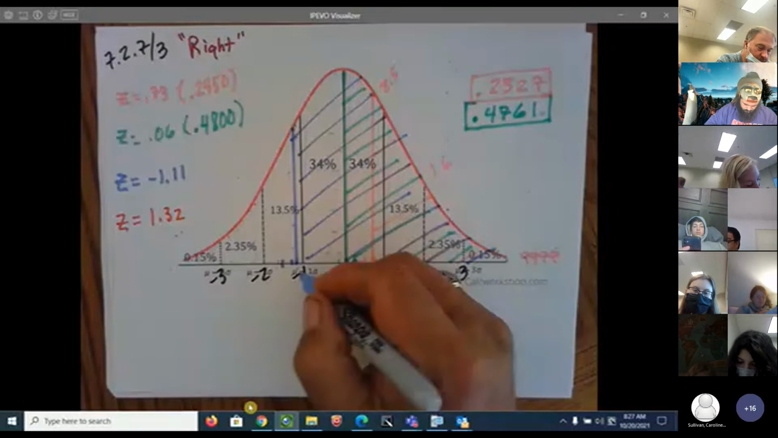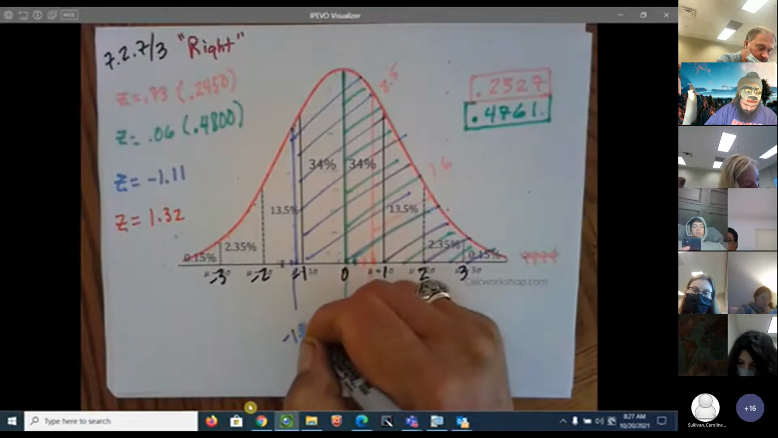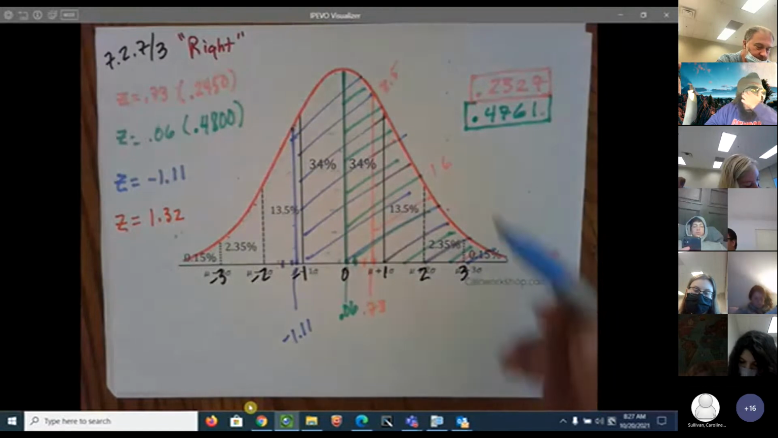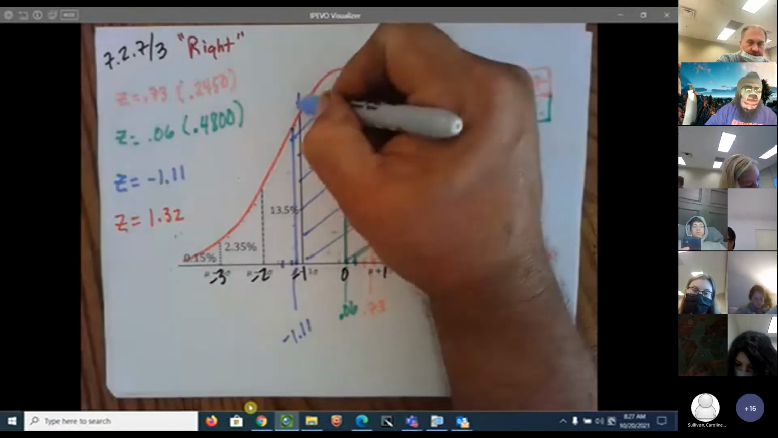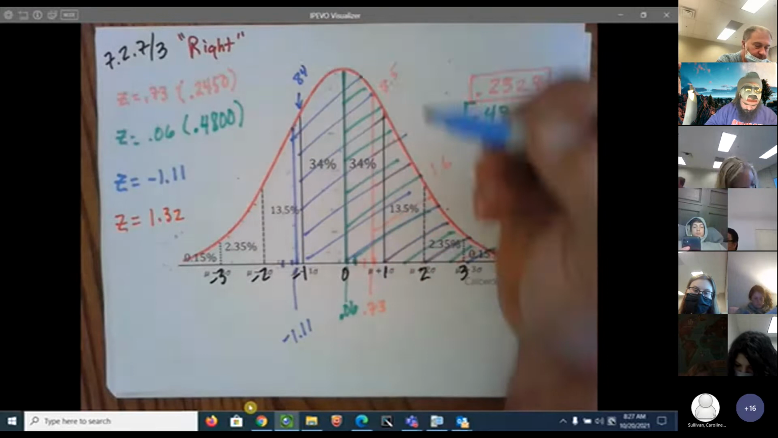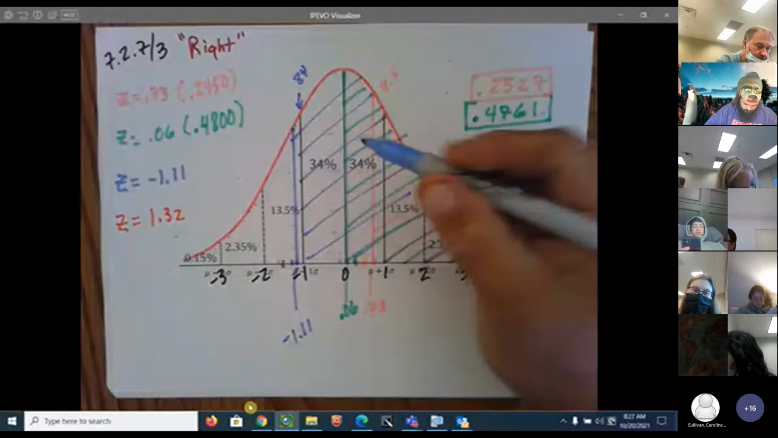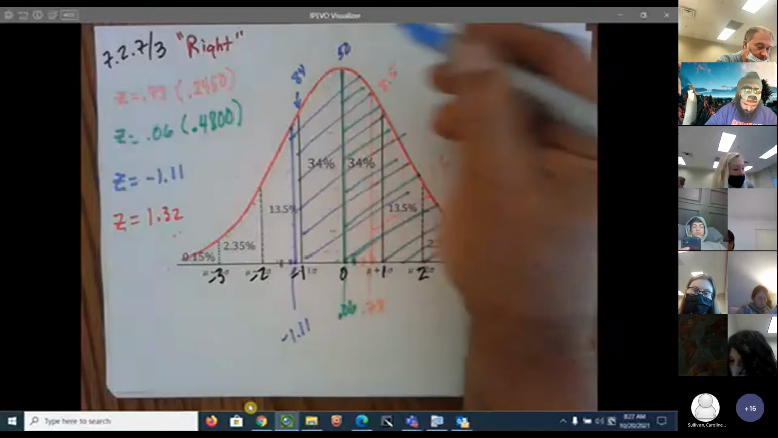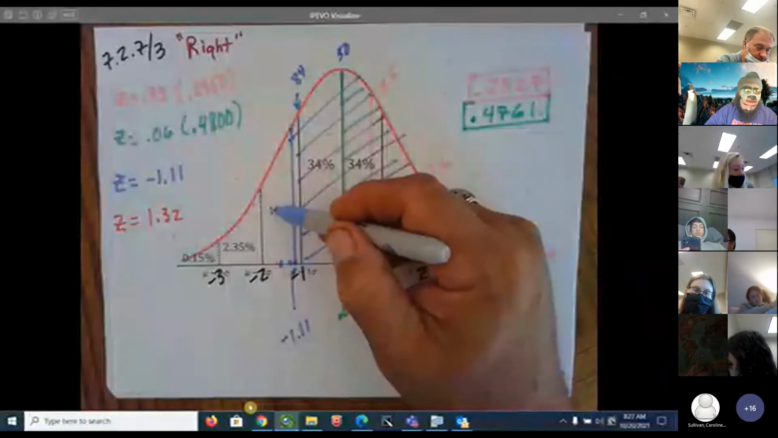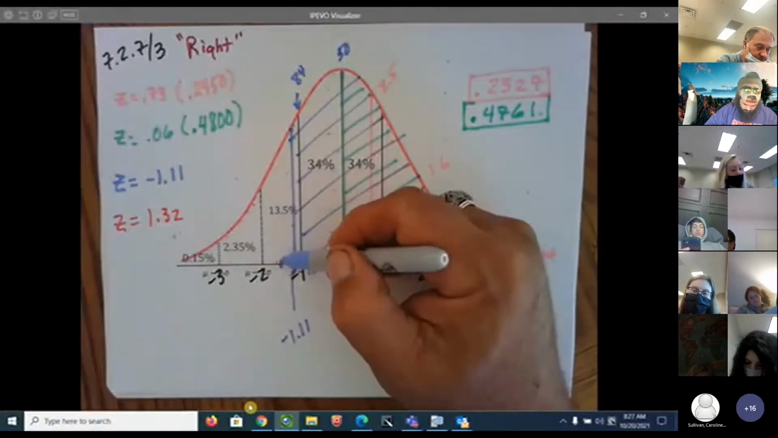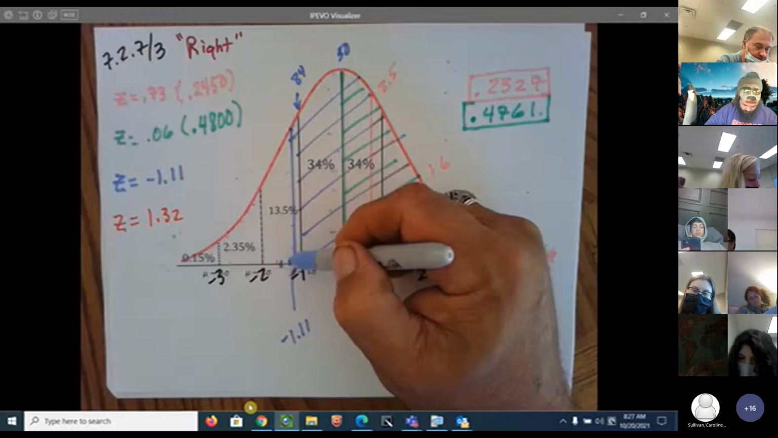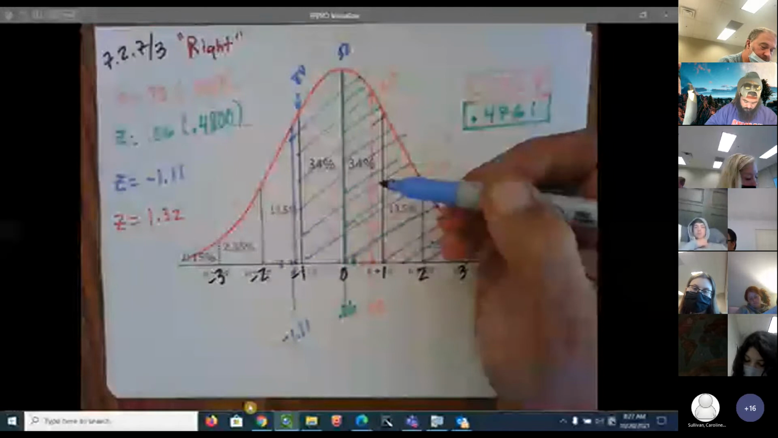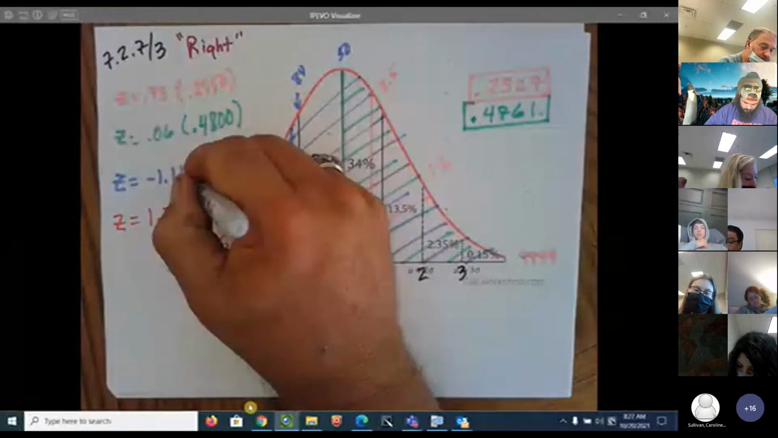And that's going to be negative 1.1. By the empirical rule, we know this is 84%. So, I'm reading it this way, because this is 50. So, this is half of 7 is 3, and half of 3 is 1.5. So, I'm going to say 0.8550.